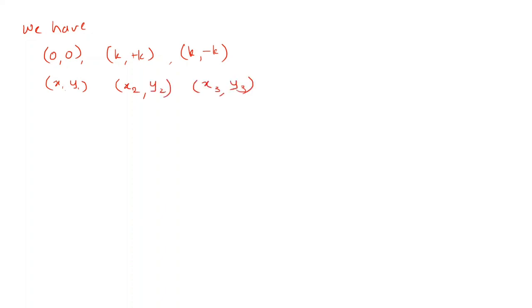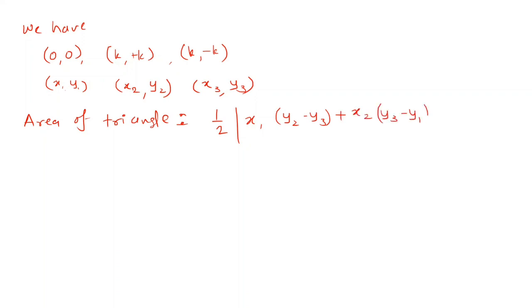Again, I am repeating. So we have three distinct points which represent a triangle: (0, 0), (k, minus k), sorry, (k, plus k), and (k, minus k). If I write this as (x1, y1), (x2, y2), (x3, y3), then the area of triangle is equal to that formula: 1 by 2 modulus of x1 (y2 minus y3) plus x2 (y3 minus y1) plus x3 (y1 minus y2).